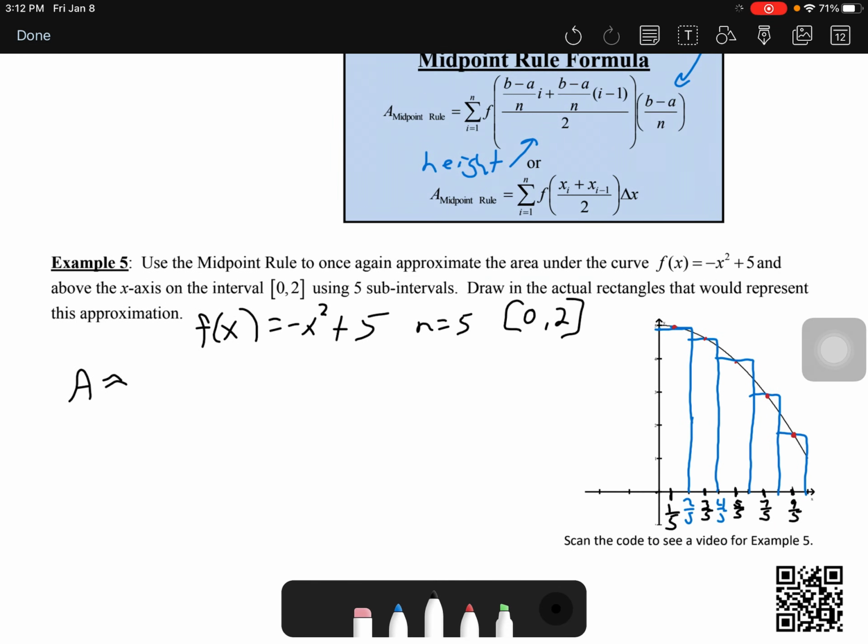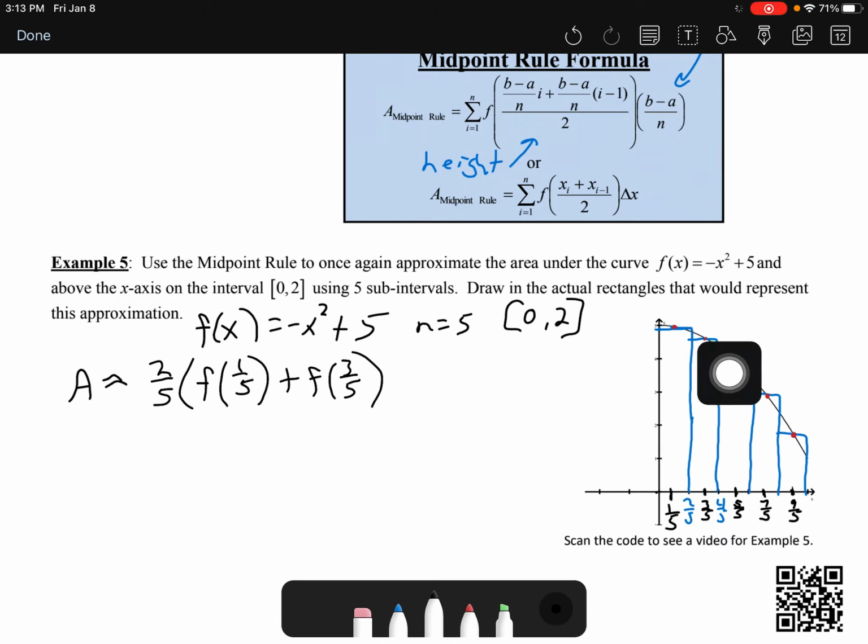Okay, so what we would have is, according to this, we want to do our b minus a over n, which is still the width of 2/5, and then we're going to go f of these middle values, because I'm adding up 0 plus 2/5 divided by 2, that's right in the middle at 1/5. So I want to do height at 1/5, which is in the middle of that rectangle. And then I want to do the height at 3/5, which is in the middle of the second rectangle, right? 3/5 is the middle right there of that second rectangle.